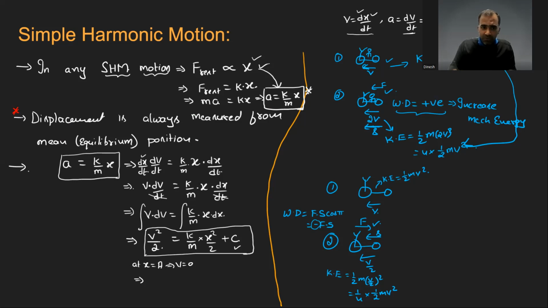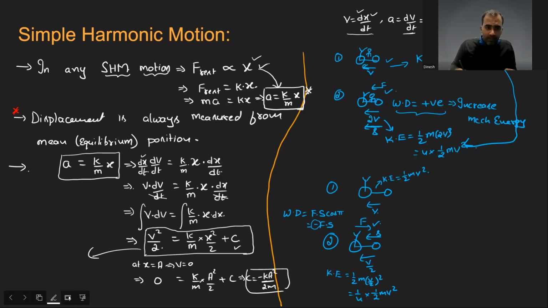If you substitute x with A, velocity is 0. If you substitute plus A or minus A, since the square is there, it does not matter. So what is C here? C is minus k A square by 2m. Now let's rewrite it. What is the relation between velocity and displacement? v square by 2 is equal to k by m into x square divided by 2, plus the constant c, which is minus k A square by 2m, or k by m into capital A square divided by 2.